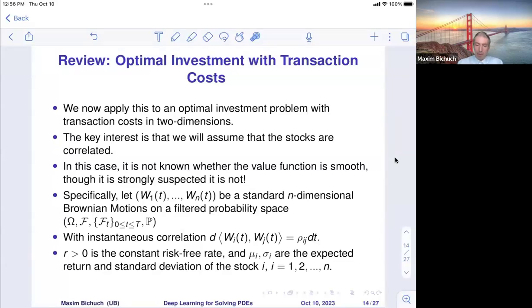So the setup is that we have a standard n-dimensional Brownian motion on a filtered probability space. We'll have correlation. Ultimately, we'll reduce it just to 2 stocks, but we can formulate it for n. R is going to be the risk-free rate, and mu i, sigma i are going to be the expected return and the standard deviation of the stock.